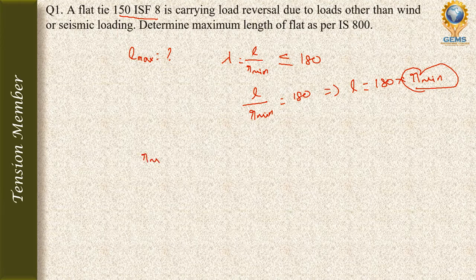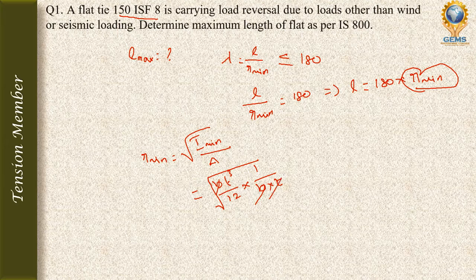Radius of gyration r minimum is equal to the square root of the minimum moment of inertia by area. So what is the moment of inertia formula? B D cube by 12, into 1 by area, that is 1 by B into D in the denominator. So the B will cancel out here, and we get the square root of t square by 12. It will come as t by square root of 12.